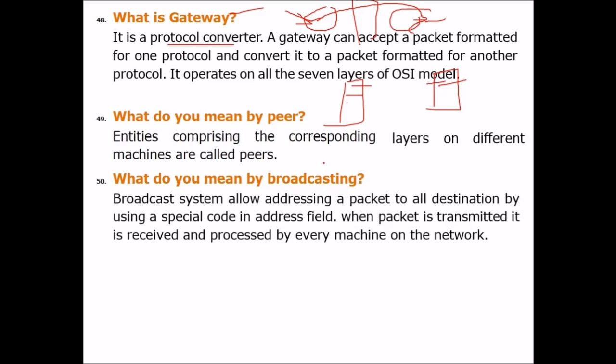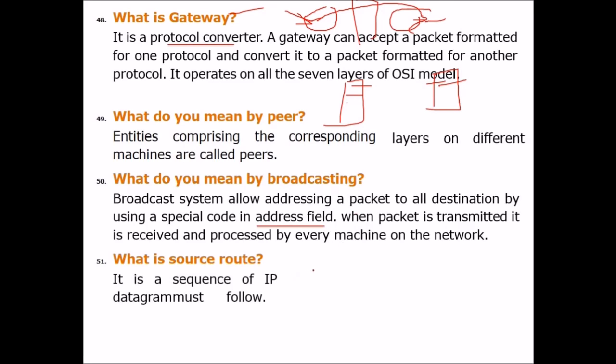What do you mean by broadcasting? Broadcasting systems allow addressing a packet to all destinations by using a special code in the address field. When a packet is transmitted, it is received and processed by every machine on the network. So broadcasting means, say, a teacher is delivering a lecture in a class, so he is broadcasting. He is telling or speaking to everyone.